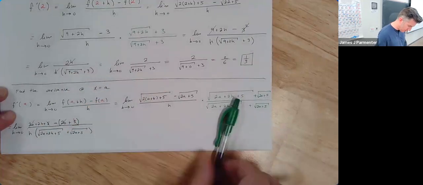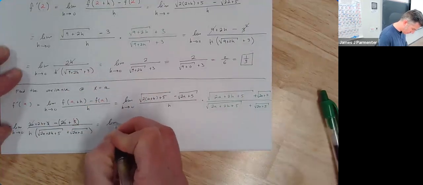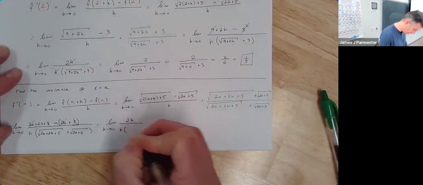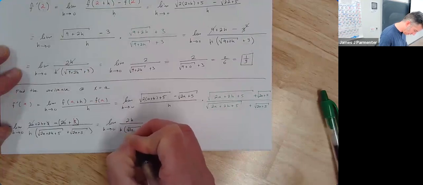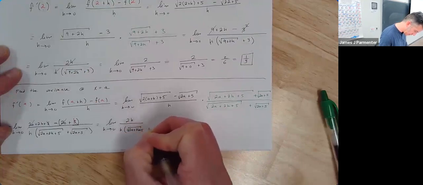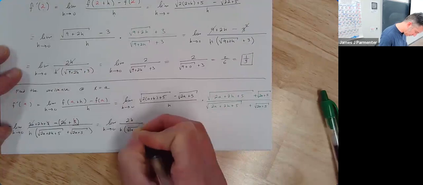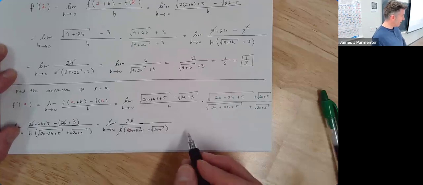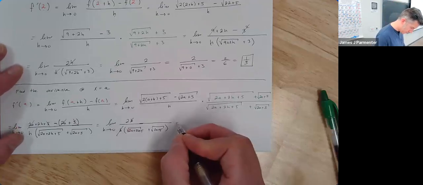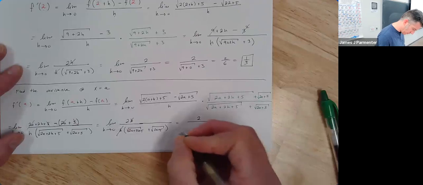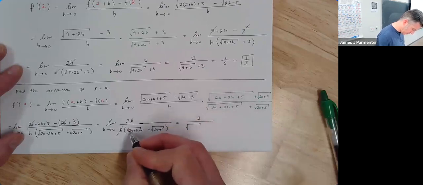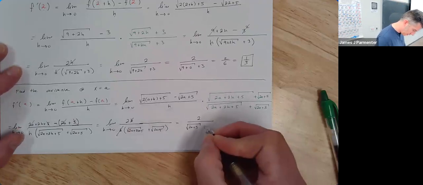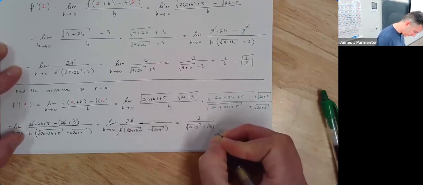So then we're left with the limit as h goes to 0 of 2h over h times all that stuff, square root of 2a plus 2h plus 5 plus the square root of 2a plus 5, and then the h's cancel. And then we can let the rest of the h's go to 0. So then we get 2 over the square root of 2a plus 0 plus 5, which is just 2a plus 5, plus the square root of 2a plus 5.